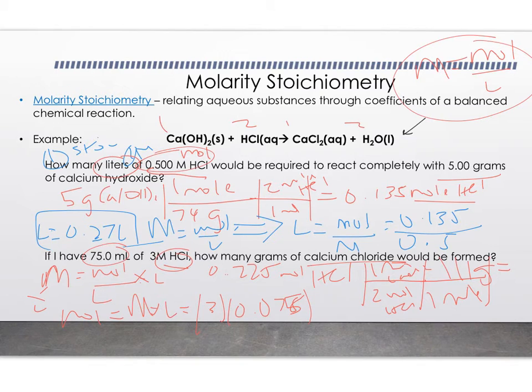Multiplying everything across, dividing by the bottom, you should get about 12.4875, and then rounding to the correct amount of sig figs, you should get 12 grams of CaCl2.